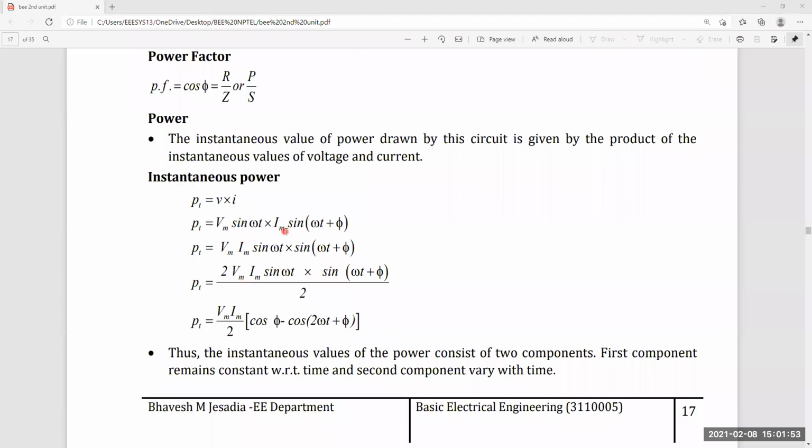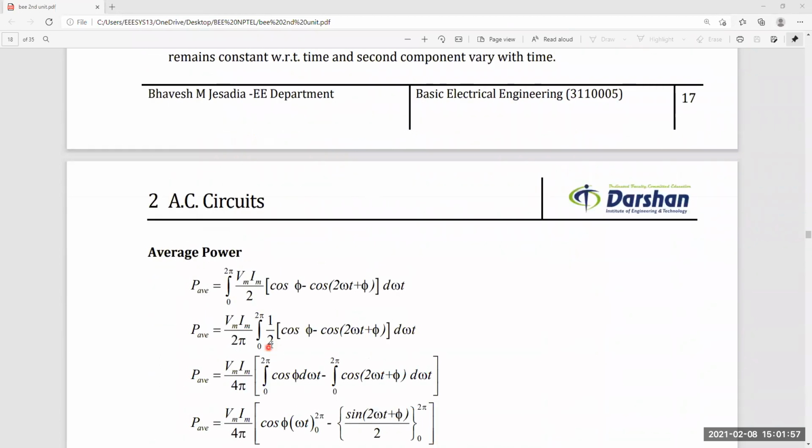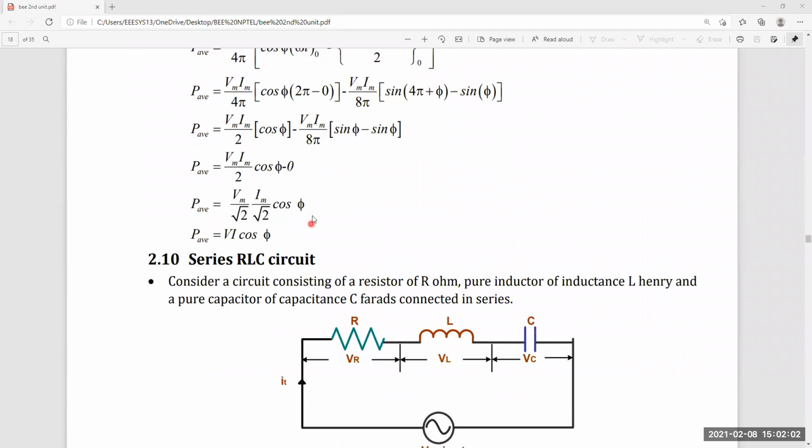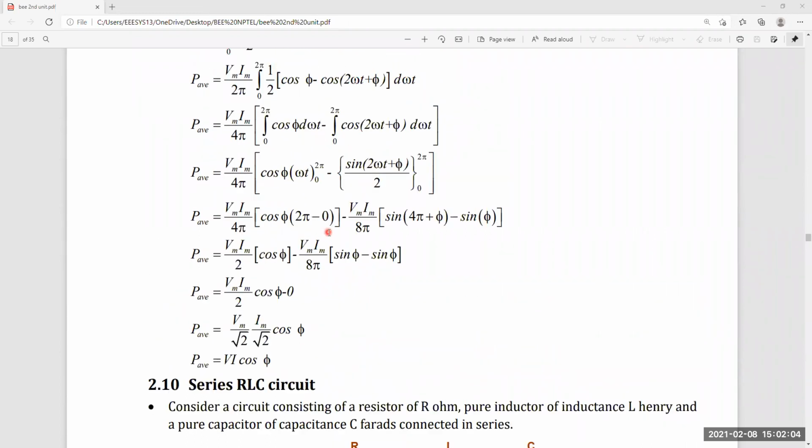p(t) is equal to Vm sin omega t times Im sin omega t. By simplifying this equation, you will get V I cos phi. So this is about a series pure inductor, pure capacitor, and series RL and RC circuits. Okay, up to here.